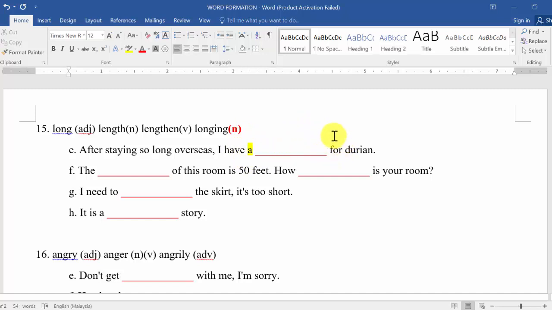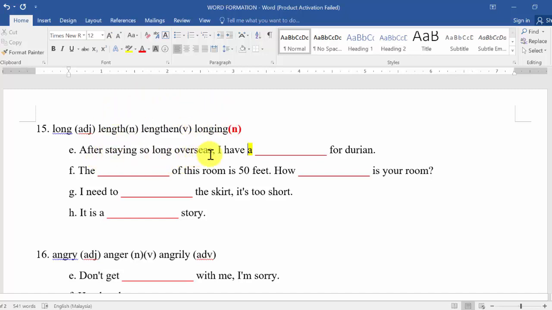So for this question, you have a determiner and a blank, and the next word after the blank, for, is not a noun. So your answer here should be a noun. Look at here. We have two nouns, which are length and longing. Which one to choose?